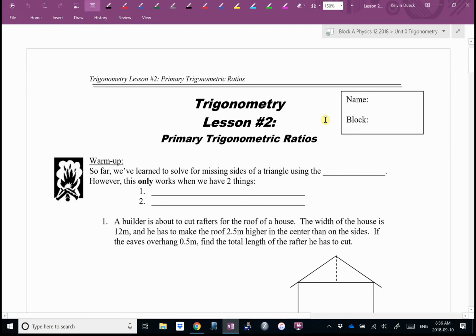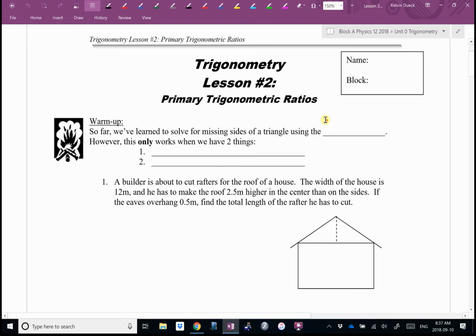Again, this may be review for some of you. You may have done this in Math 10, but I've also heard that some Math 10 teachers never got to this. I'm hoping I'm brushing cobwebs off, but I'm going to teach this as though it's brand new to you. This is right-angled trigonometry. So far, we've learned to solve for the missing sides of a triangle using the Pythagorean theorem, using good old Pythagoras.